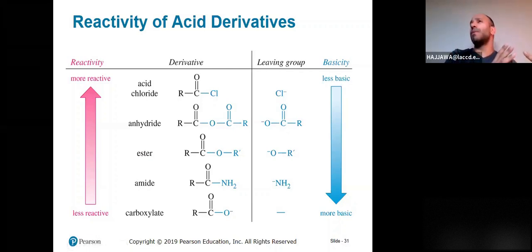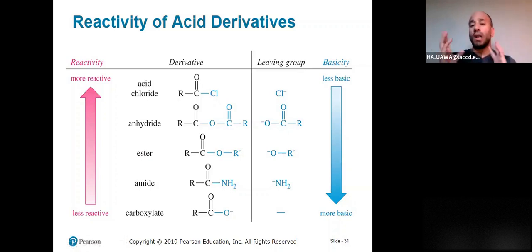Think of the conjugate acids. I have an alcohol which has a pKa of around 16 versus ammonia which has a pKa of 33. The weaker it is as an acid, the stronger the conjugate base. So that's why the NH2 minus is a stronger base than the RO minus. So the weaker it is as a base, the better it is as a leaving group. And that contributes to the reactivity. And that's why acid chlorides will be the most reactive acid derivatives. What would be next? Anhydride. What would be next? Esters. And then the amides, and then the carboxylate.